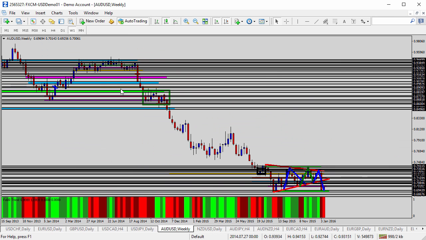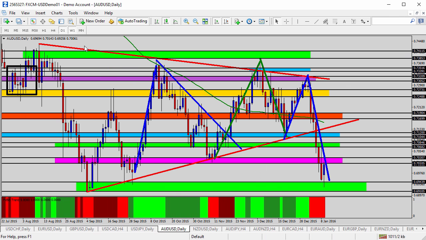Remember, if you go out here to the weekly time frame, the previous trend was down, and now we've seen a breakout underneath that triangle pattern at the bottom of the trend. So very interesting. If it continues to pressure lower, we look for a continuation of the previous downtrend. Back to the daily time frame.